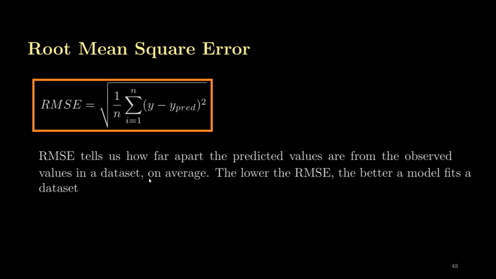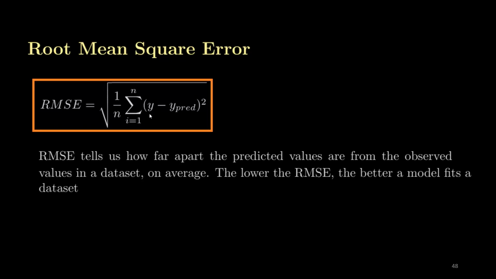So what does root mean square error tell us? It tells us how far apart the predicted values are from the observed values in the data set. Since this is an error, a lower RMSE means better performance of a model. Now, how low should the value of RMSE be? Should it be 0, 10, 100 or 1000? Basically, the RMSE value depends upon the value of the target variable in our data set.